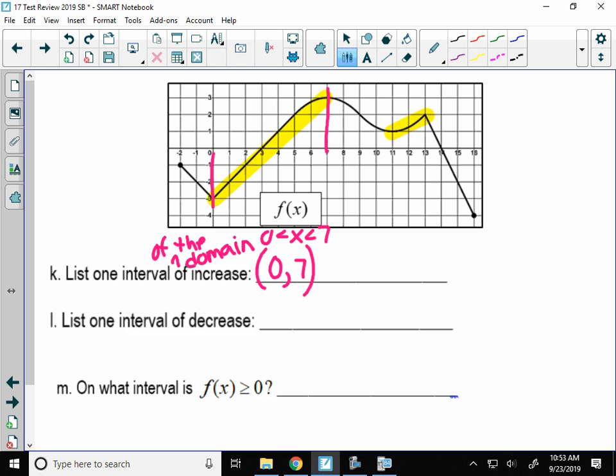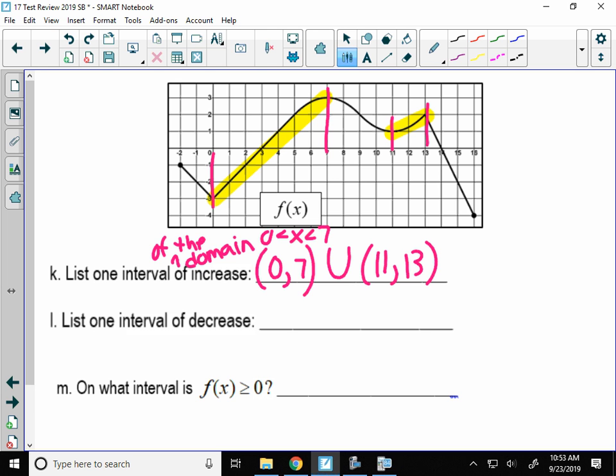We are also increasing over here from 11 to 13. So you could write this interval as well. And I like to use that little math symbol of union to join both intervals. You only need to state one of them, so one of those two should be on your paper.